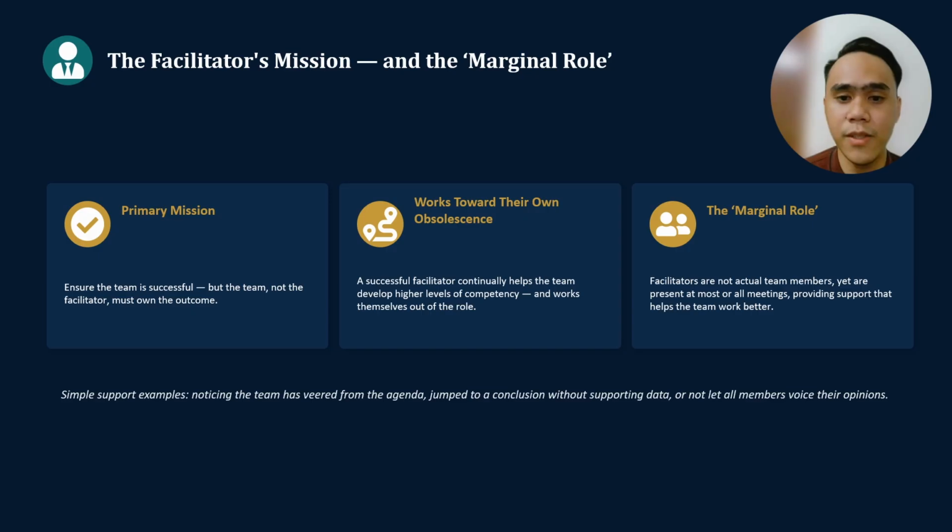So this connects to a specific term this chapter uses. The facilitator is a marginal role. So that's a precise technical description. Facilitators are not actually members of the team they're working with, and yet in practice, they're usually present at most of the team's meetings, and their role is to provide support that helps the team work better.